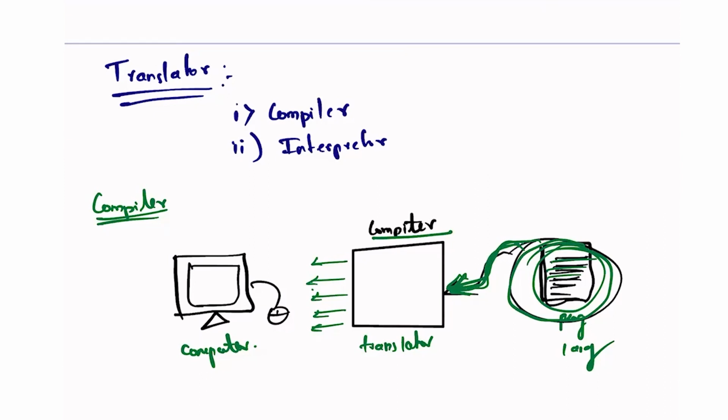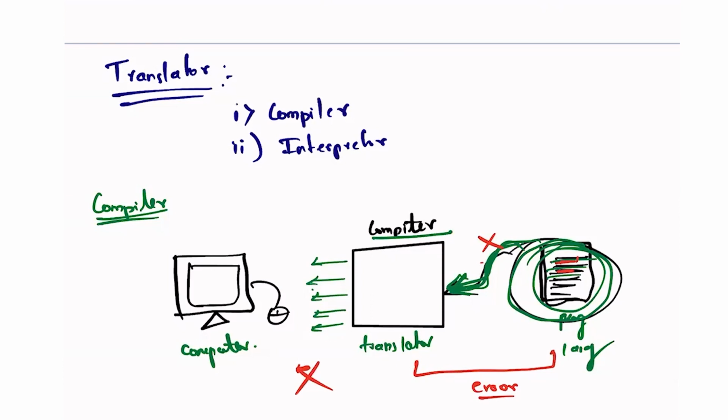Now, while it is compiling, if there is any error, syntactical error or whatever, in one line, it will stop the whole process. Understood? So while compiling, if there is any single error, it will not convert the code. The whole process is stopped. If there is an error here, you will not get anything here. Nothing will be here. Understood?